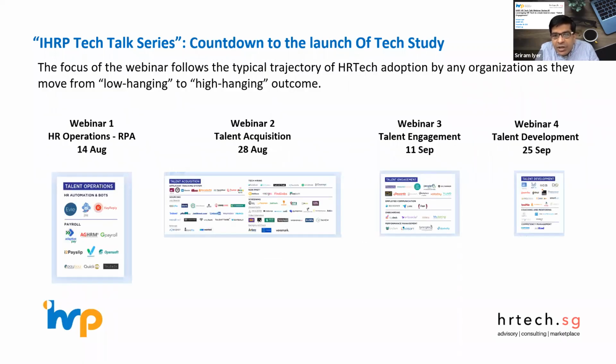As mentioned, the first one was focused on RPA on 14th August. The second one focused on talent acquisition technologies, recruitment tech on 28th August. Today we are focusing on talent engagement, and on 25th on talent development. So don't forget to log in again on 25th September and see some of the best tools to develop your talent. Next slide.